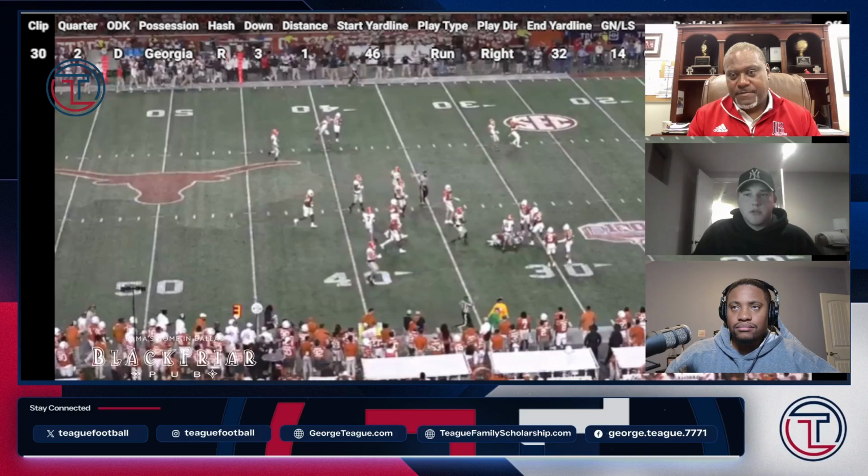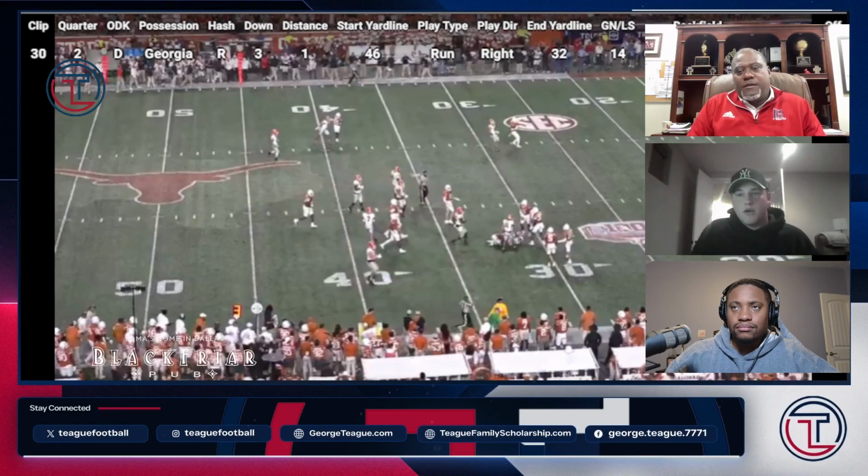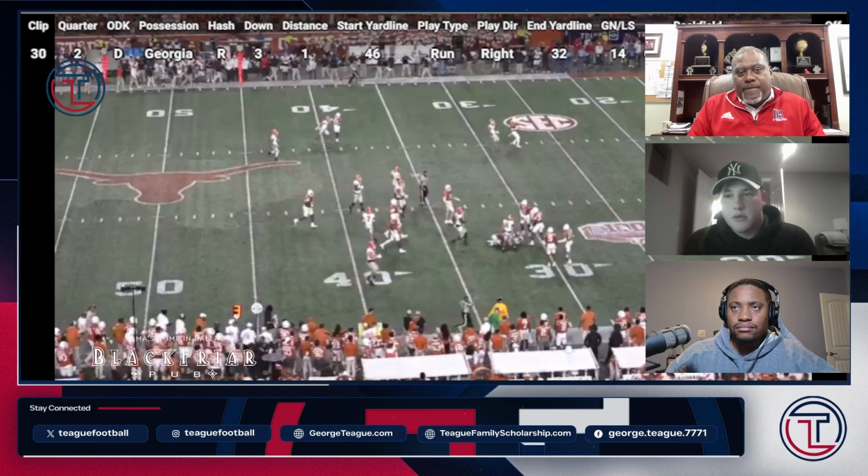It's also why gap schemes are so favored by a lot of coaches. There's a moving gap. Someone's got to know how to fit it. It's not just going downhill and running.